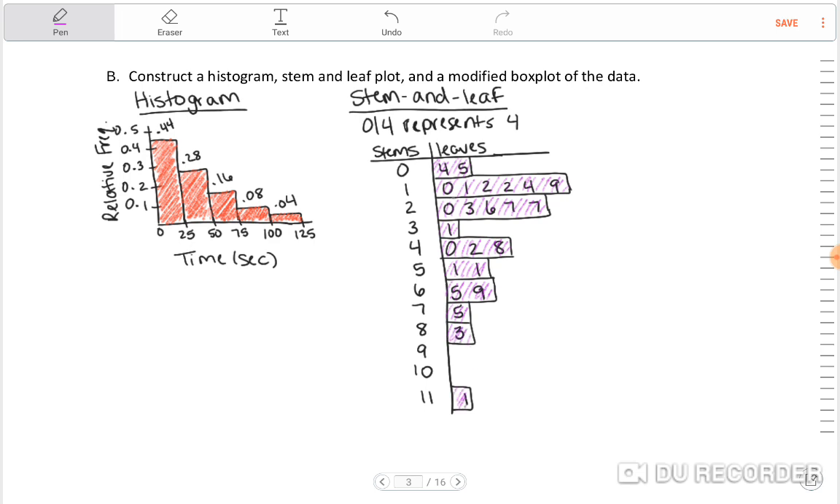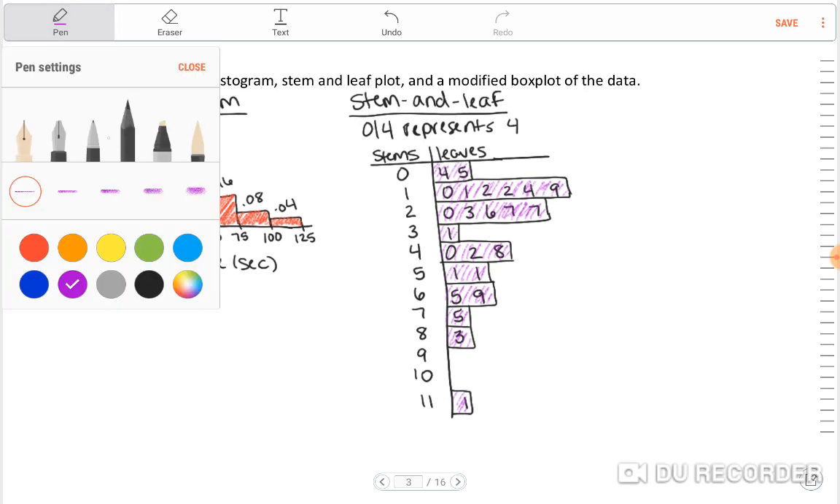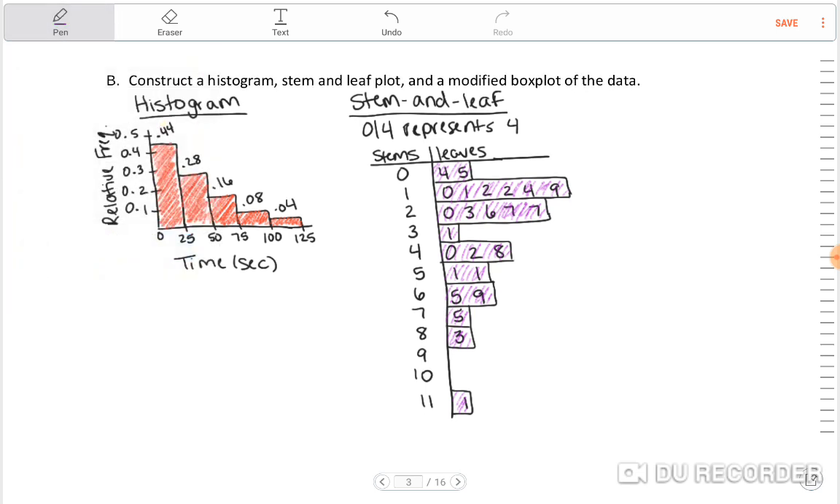All right, so now if you're looking at this, it almost gives you the data within your histogram. It's like a sideways histogram, but all your data points are accounted for and they're all in there. So that gives you a general shape. If you were to turn it to the side and look at it standing up, it's going to look a lot like this histogram over here, a little more spread out, but still with the same general shape. And the last thing we need to do here is a modified box plot.